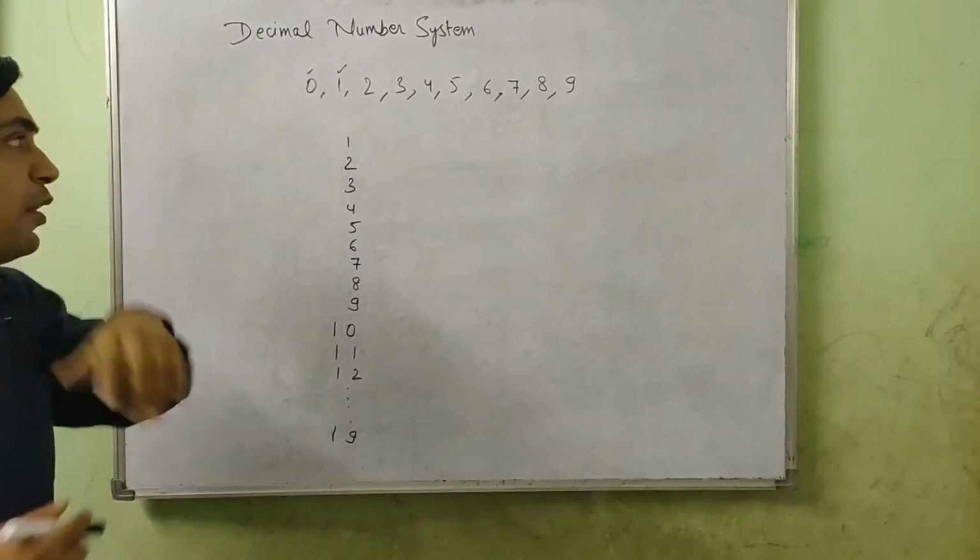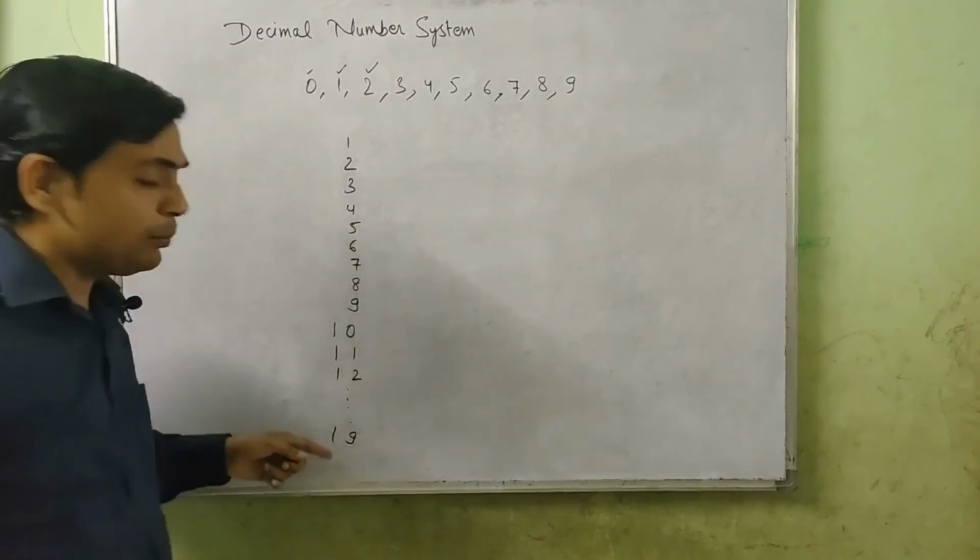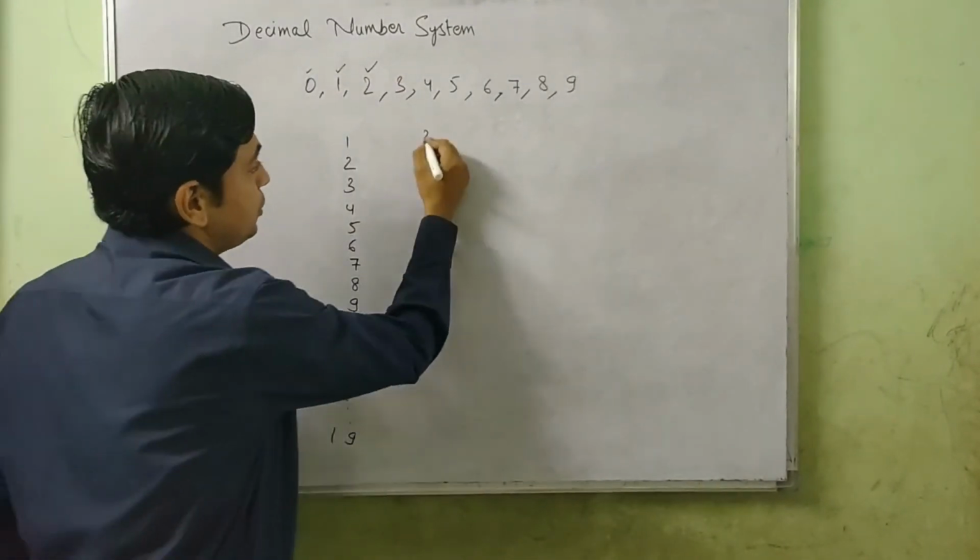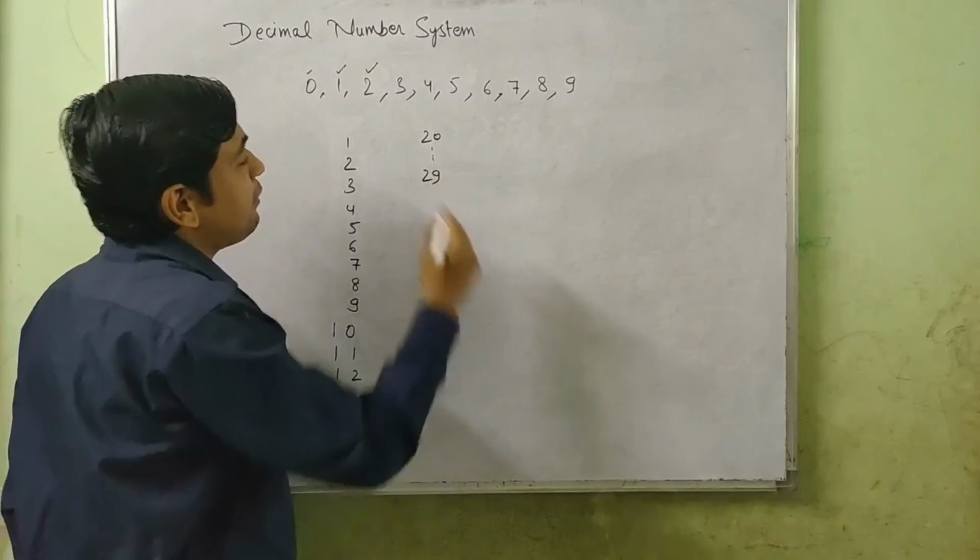Now what will we do? We will repeat all the digits with 2, so starting from 2, 0 up to 2, 9. Then we will repeat with 3.